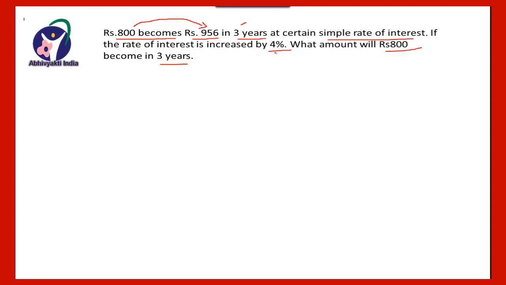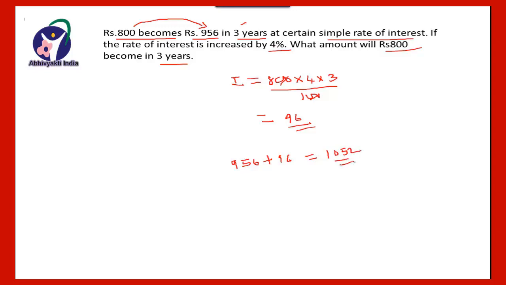Now for the 4% increase on the same principal 800, we will have to calculate the additional interest, and therefore the interest will be equal to PRT upon 100, that is principal multiplied by rate 4%, multiplied by time 3, upon 100. So these two zeros will get cancelled, and therefore interest will be equal to rupees 96. So rupees 96 will be the additional interest, and therefore the amount will be 956 plus 96, that is equal to 1052. So with the additional rate of interest, the principal will become 1052 rupees.